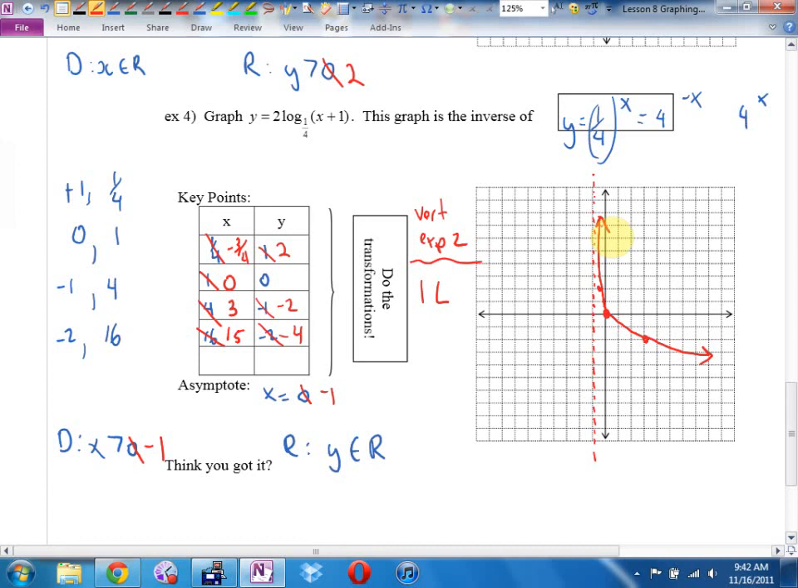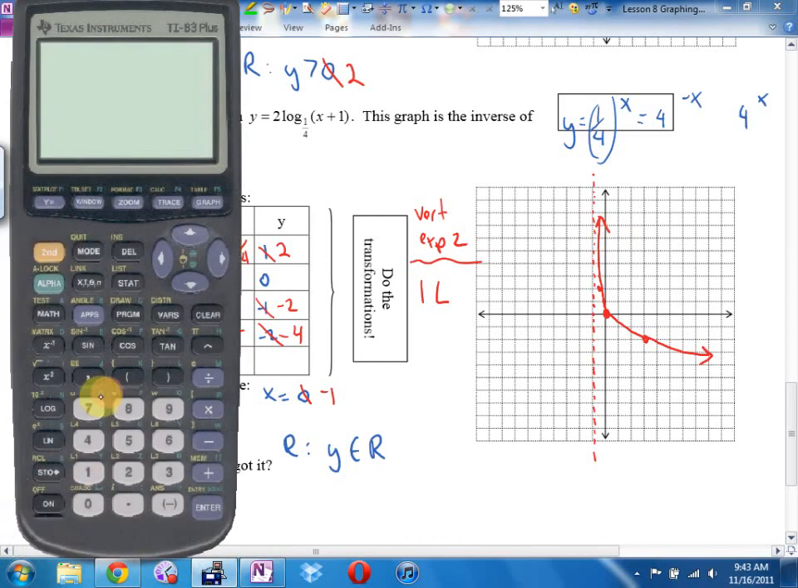Do you want to check? Well, really quickly, I would go, okay. Clear whatever I have here. 2 log of x plus 1, close bracket, divided by log of a quarter. There's how I would type that in. Graph. Well, looks kind of like what I got. Trace. Negative 3 quarters. Yay, it goes through 2. 0. Yay, it goes through 0. 3. Yay, it goes through negative 2. I am right.